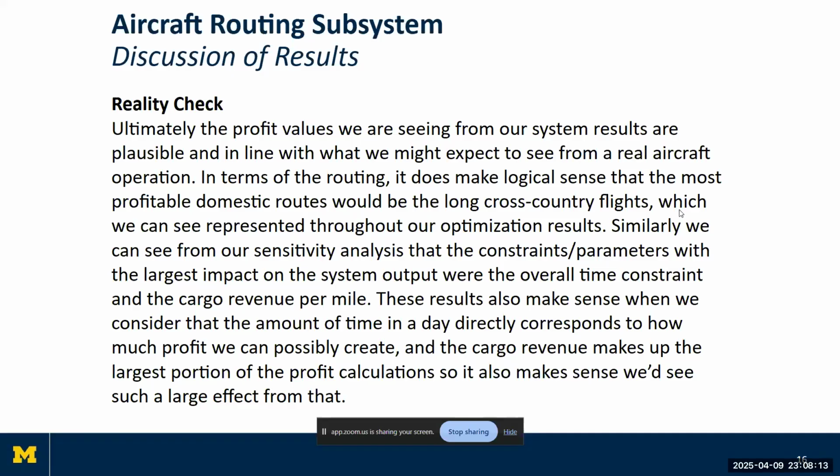Similarly, we can see from our sensitivity analysis that the constraints and parameters with the largest impact on our system output were the overall time constraint and the cargo revenue per mile. These results, again, make sense when we consider that the amount of time in a day directly corresponds to how much profit we can possibly produce, and the cargo revenue makes up the largest portion of our profit calculations, so it makes sense we'd see a large effect from that as well.